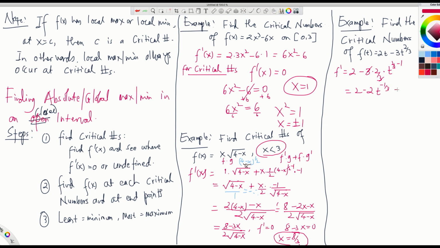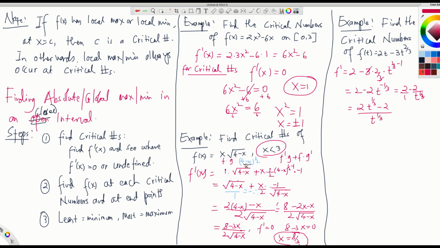If you simplify this, you will get 2 minus 2 over t to the positive 1/3. So there is t to the 1/3 in the denominator. I want to combine that, right? So what do I get? This is equal to (2t to the 1/3 minus 2) divided by t to the 1/3.